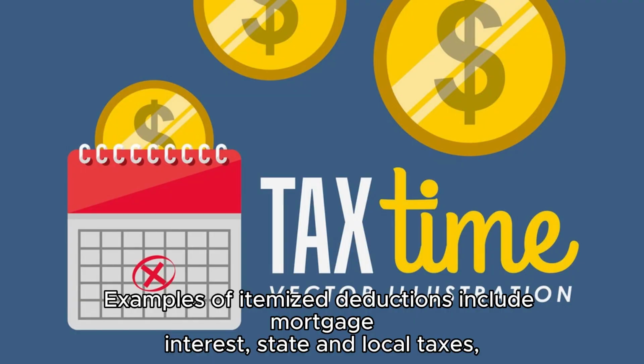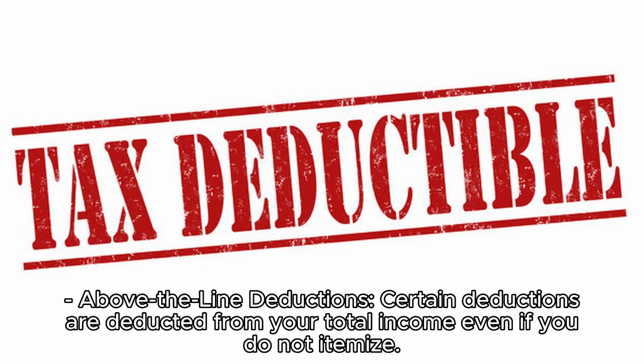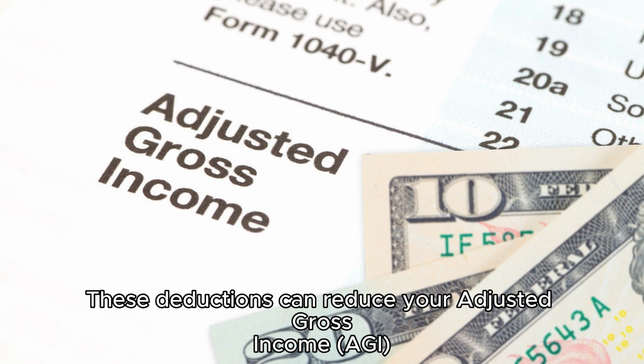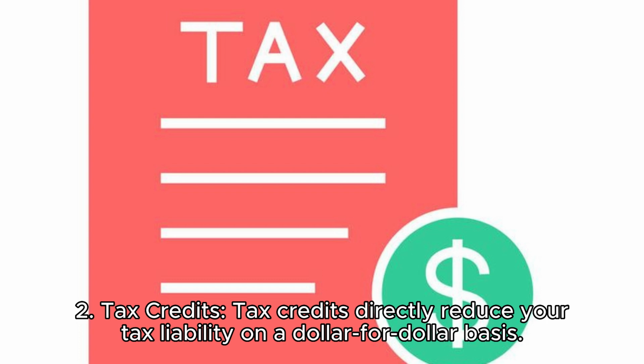Itemized deductions. These are deductions for specific expenses that you can claim instead of the standard deduction. Examples of itemized deductions include mortgage interest, state and local taxes, medical expenses exceeding a certain threshold, and charitable contributions. Above-the-line deductions. Certain deductions are deducted from your total income, even if you do not itemize. These deductions can reduce your adjusted gross income (AGI), and include items like student loan interest, educator expenses, or health savings account contributions.